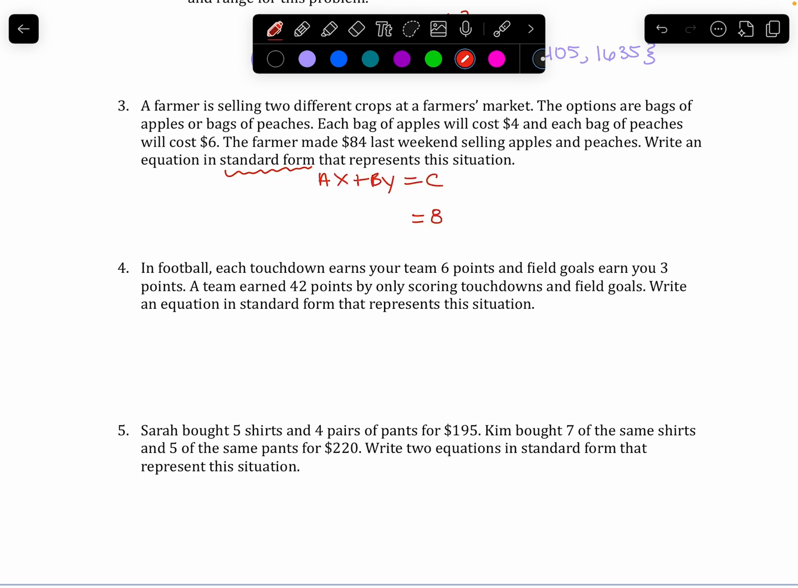So remember that standard form is AX plus BY equals C. So C is supposed to be our total, which we know is $84. Now, AX and BY are going to be representing the 2 different options that you have when you go to this farmer's market, or just your 2 options that you're comparing in general. So we are comparing bags of apples and bags of peaches. We know that each bag of apples will cost $4. So we're going to say that apples will be X and then peaches will be Y. So that's going to be 6Y. So the equation 4x plus 6y equals 84 will represent this scenario in standard form.